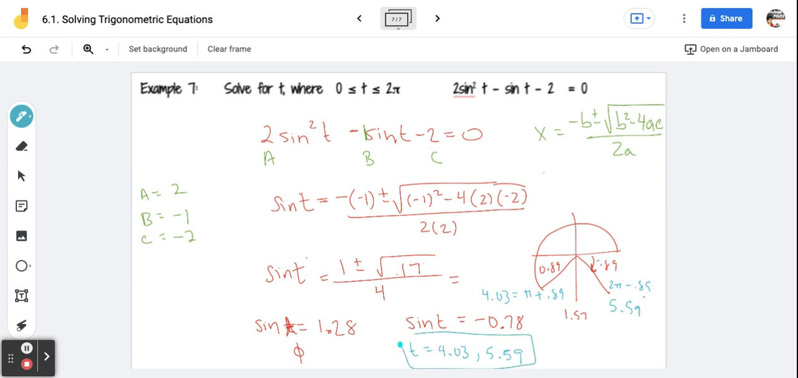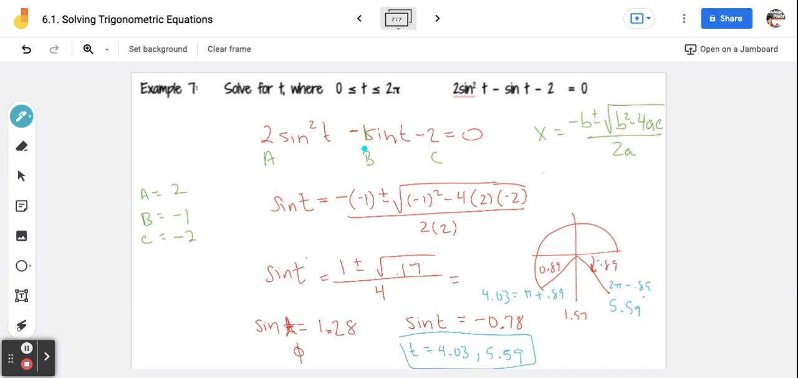All right, and again, plug them back in if you're not sure. For 4.03, take the sine of that angle, that's in radians, square it, times 2, subtract the sine of 4.03 and subtract 2. If you don't get 0, something's wrong. Same thing with 5.59. So you can always check these.